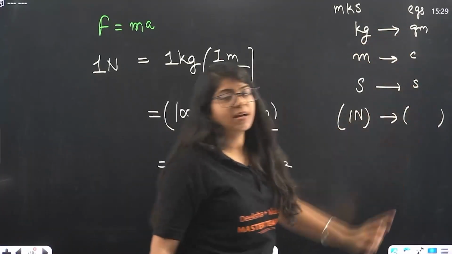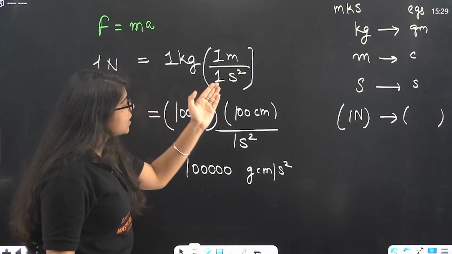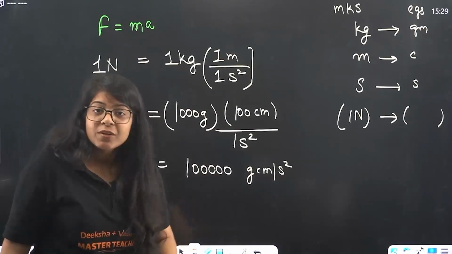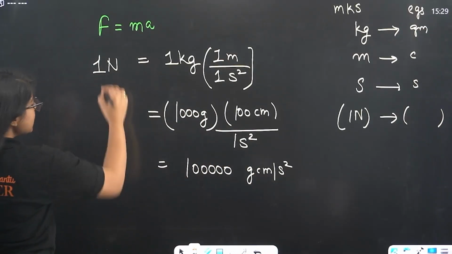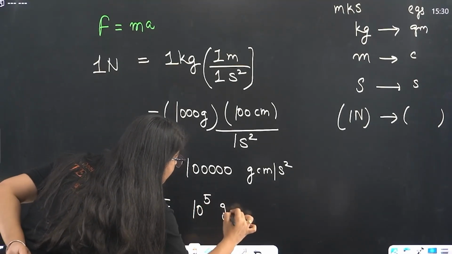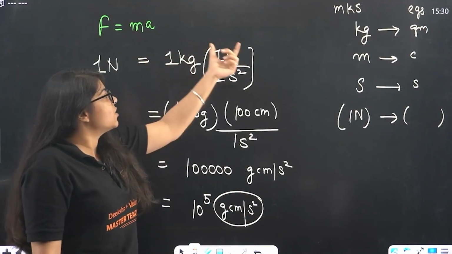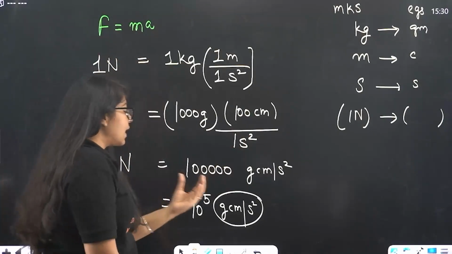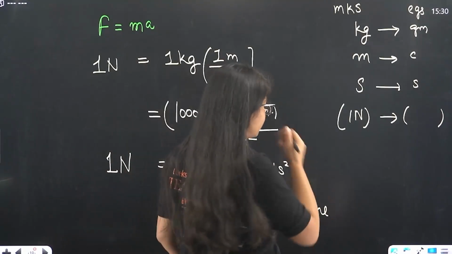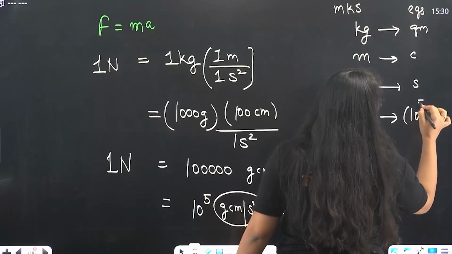CGS. And here it was what? Kg meter second. So I converted the kg meter second MKS unit into gram centimeter second CGS units. So I converted the units, right? The system of unit is changed. So that means beta, this 1 Newton is equal to 10 raised to power 5 gram centimeter per second square. And just like we write kg meter per second square as Newton, we write gram centimeter per second square as dyne. So this 1 Newton will be equal to how many dynes? 10 raised to power 5 dynes.